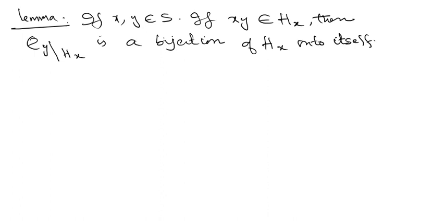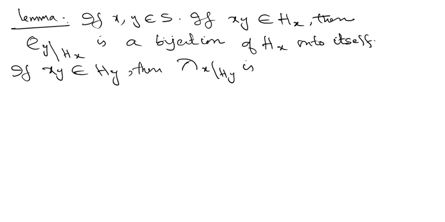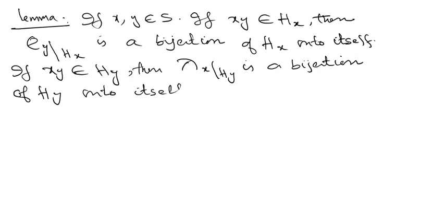And if the product xy belongs to Hy, then lambda x, the left translation, restricted to Hy is a bijection of Hy onto itself. It's the H class of y.